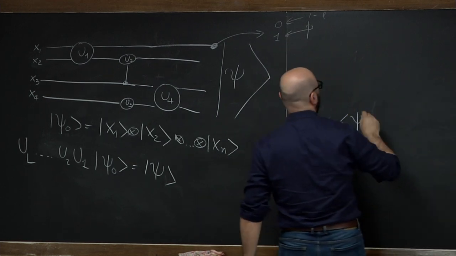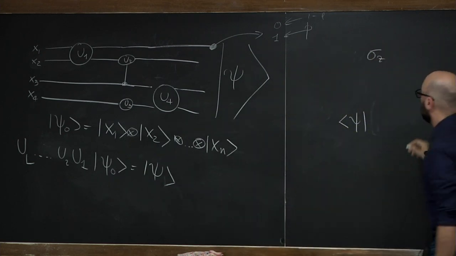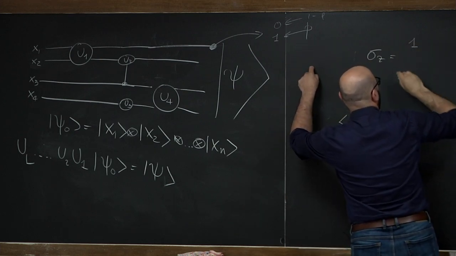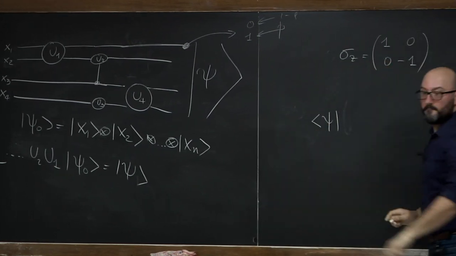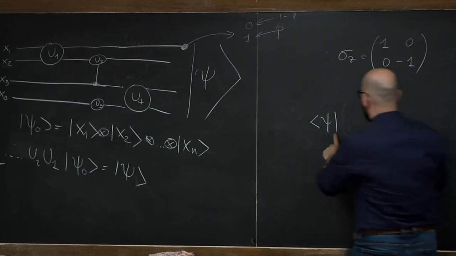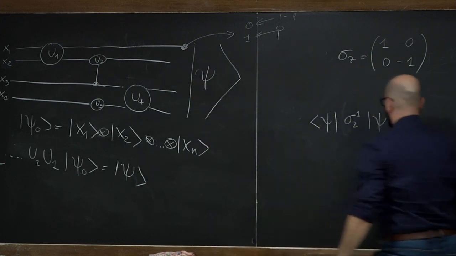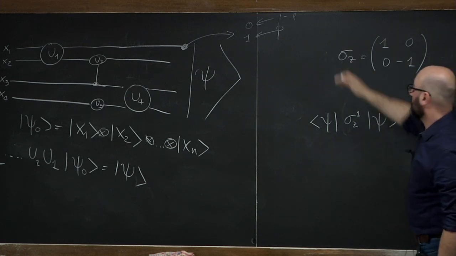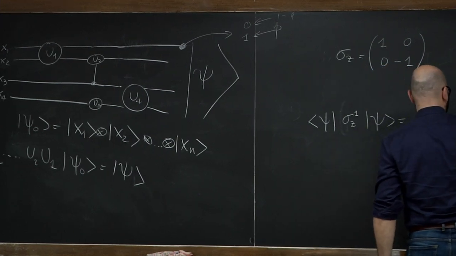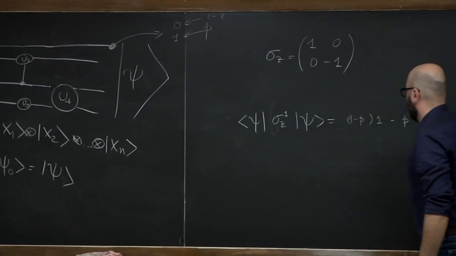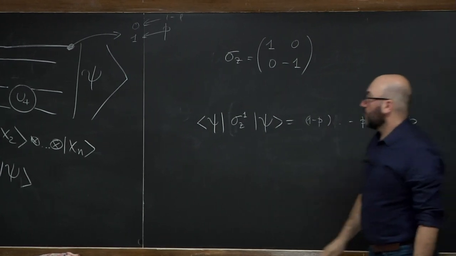So let's say the following. Let's take this operator, sigma z. Sigma z is 1 on the state 0 and minus 1 on the state 1. And then I measure sigma z of the bit 1. How is this related to this? Well, this is p times 1 plus 1 minus p times minus 1. So I have to do this.